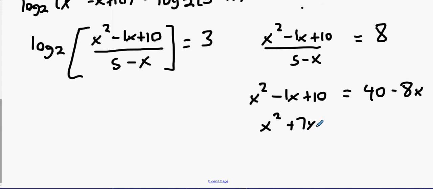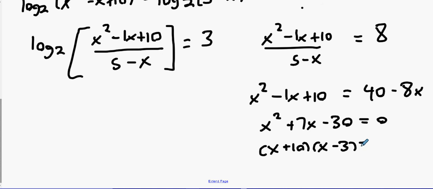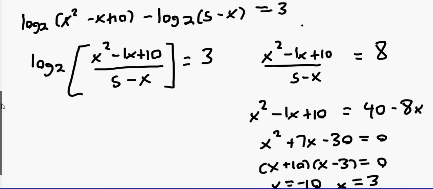So plus 7x minus 30. So it's x plus 10 and x minus 3 equals 0. So x equals 3 and x equals minus 10. Which answer is disqualified? Let's find out.